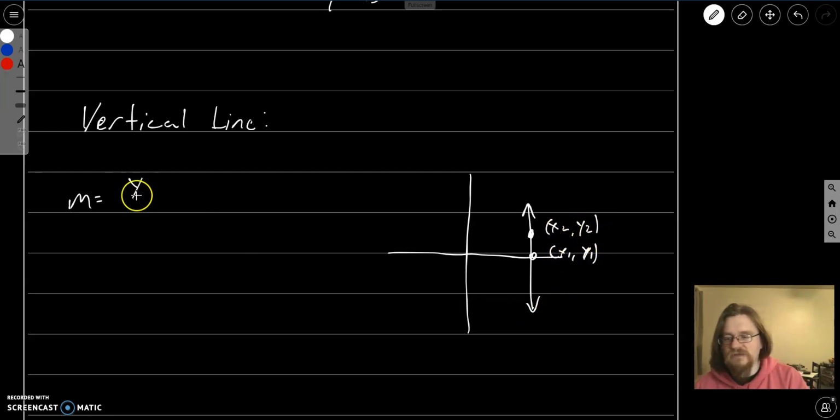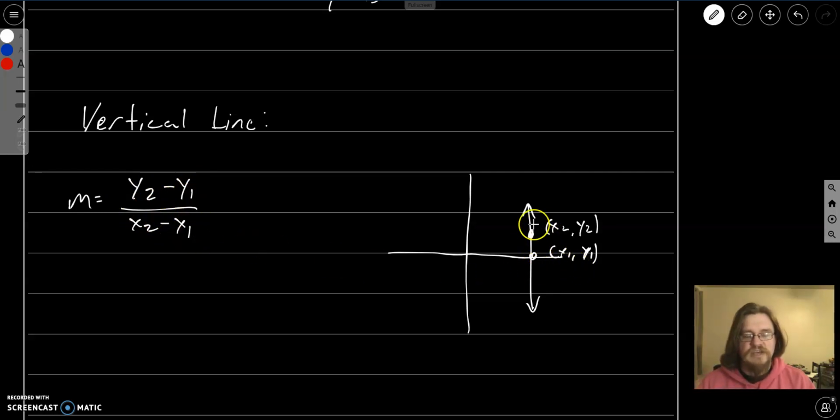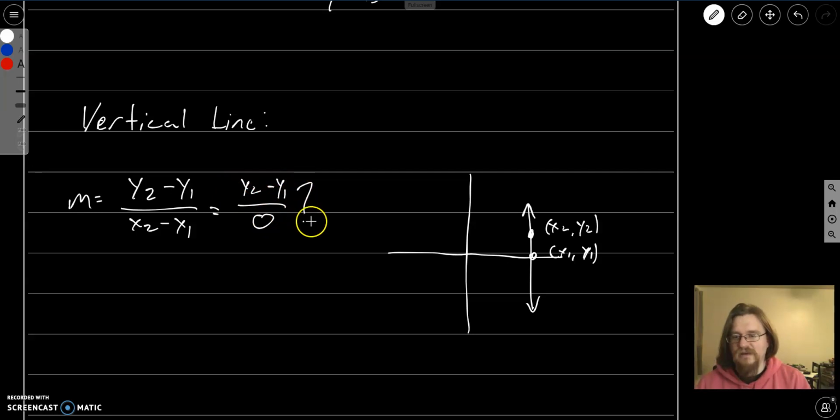And what we'll notice is that if we have a vertical line, the x values aren't going to change. So if we have the two same x values here, a number minus itself is always going to be 0, right? But we can't divide by 0. So for a vertical line, we say that the slope is undefined.